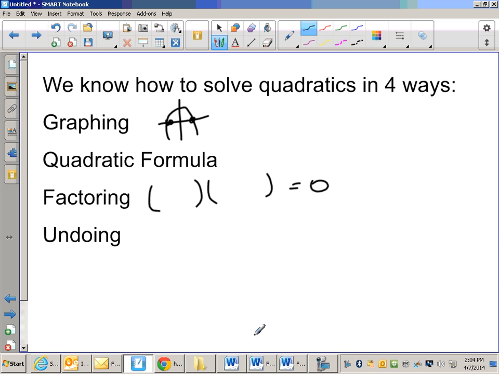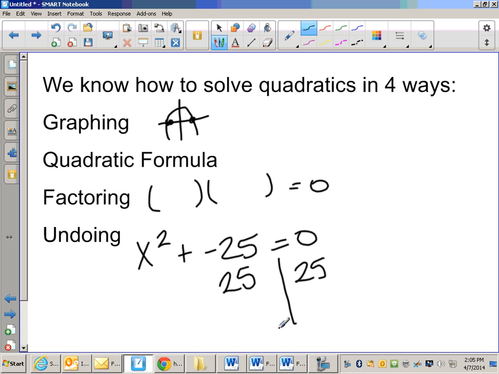And then lastly was undoing, which we learned at the very beginning of the unit. And that was the one that I think is probably everyone's favorite right now. It was those problems we had when there was no b term, and we were able to just draw the balance line and solve. And we got nice, pretty answers.